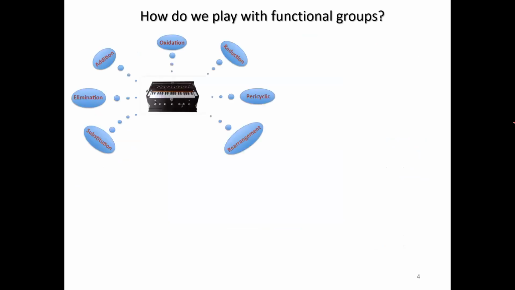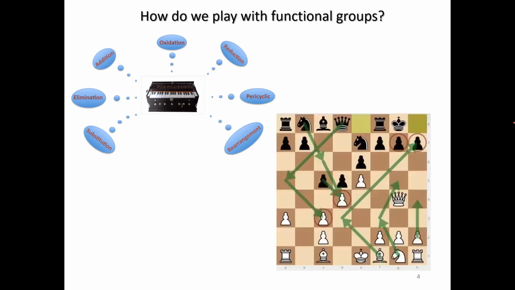How do we play with functional groups? There are two possible ways to think about it. Either you think of the keys of a piano, where each functional group is put in a linear way, one after the other. I prefer to use the chess game. The very important part of chess is that you never think in a linear way, one move after the other.